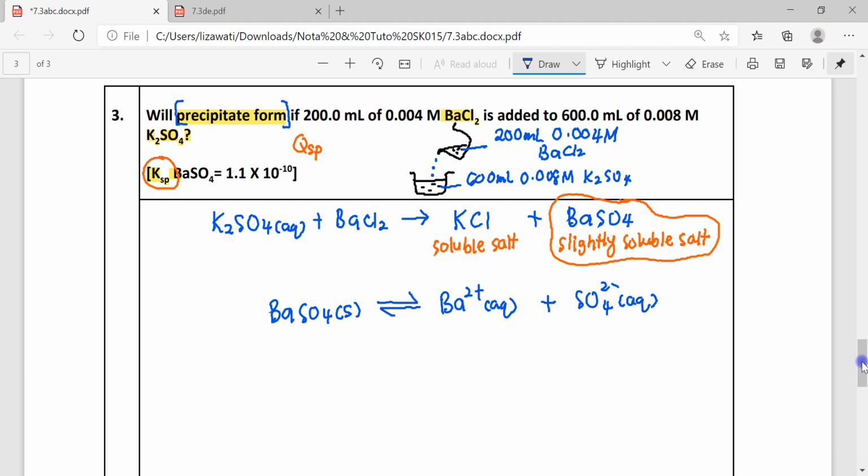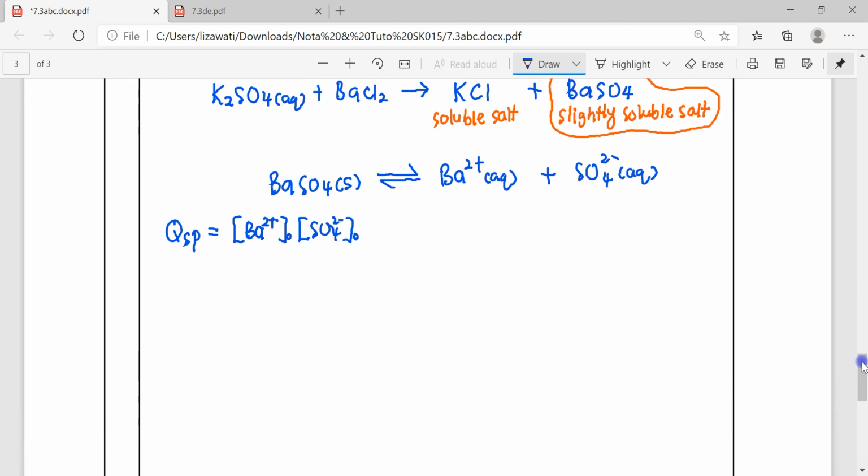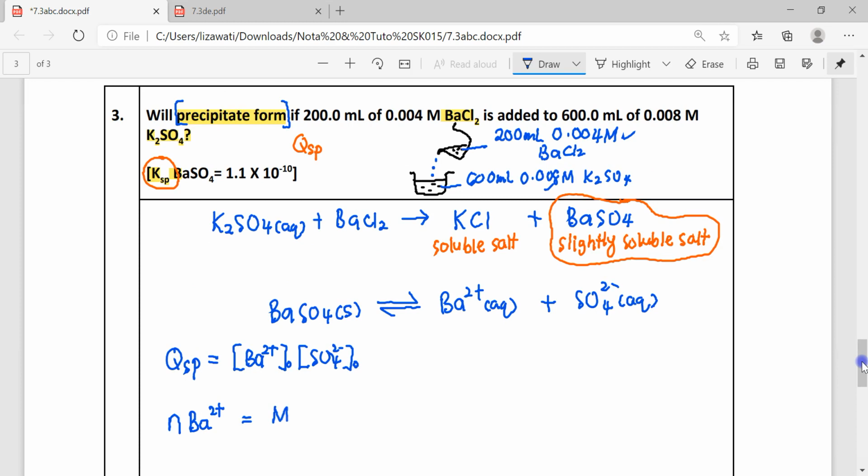Next step, the QSP refers to the concentration of Ba2+ times the concentration of SO4 2-. Because of that, we have to calculate the concentration of barium 2+ ion and sulfate ion, by using all the data given here. We start with the concentration of barium 2+. First we have to calculate the mole of Ba2+ ion present in the barium chloride solution. So molarity times volume. Molarity given here is 0.004, times volume 0.2, converted into liter. From here we will get the answer.